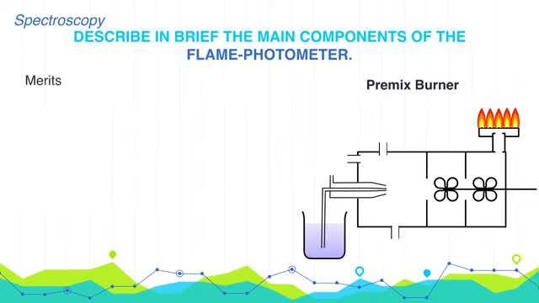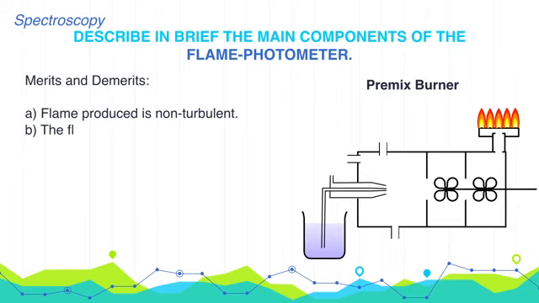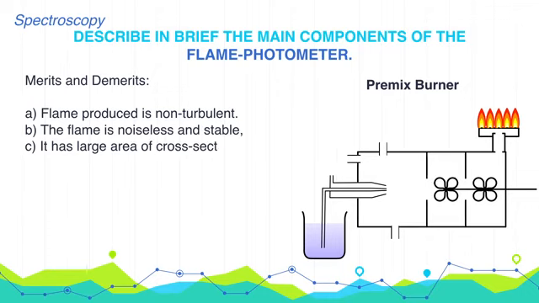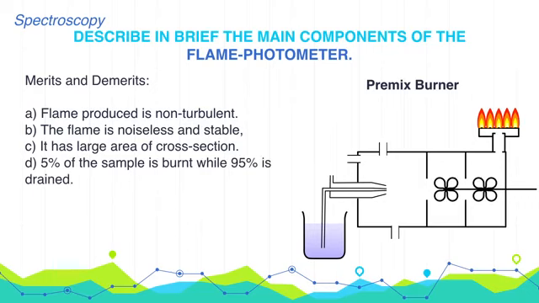These burners also have some merits and demerits. So first, the flame produced is non-turbulent. Second, the flame is noiseless and stable. Third, it has large area of cross section. And the last, 5% of the sample is burned while 95% is drained.